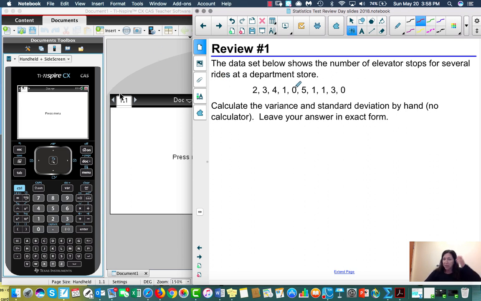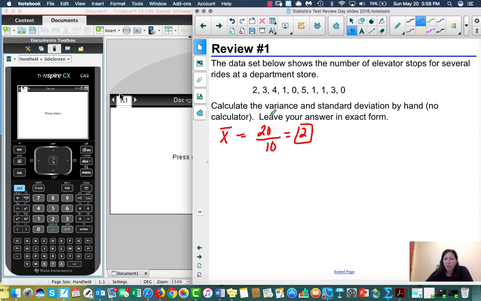So the first thing we're going to do is find the average, or the mean. We're going to add up all of these numbers and then divide by how many numbers there are. 1, 2, 3, 4, 5, 6, 7, 8, 9, 10. 10 numbers, and we're going to add this up. So that's 5, 10, 15, 16, 17, 18, 19, 20. So we have 20 divided by 10, which is 2. So my mean is 2.